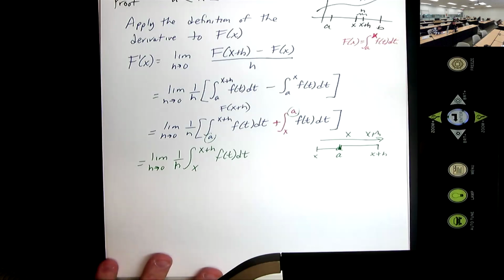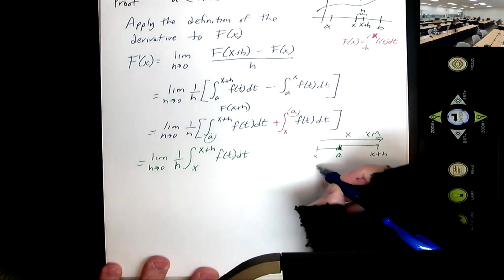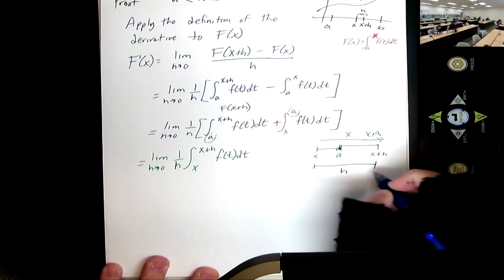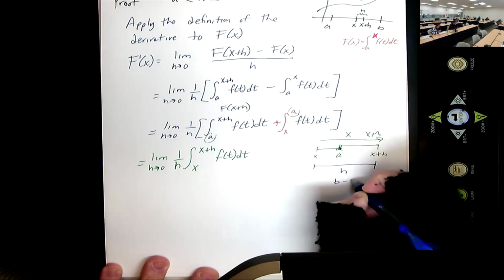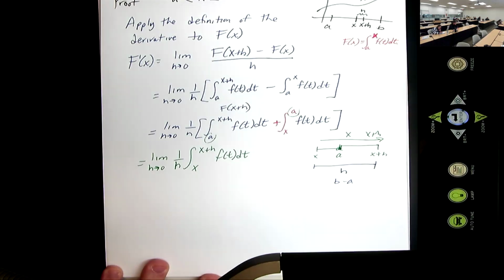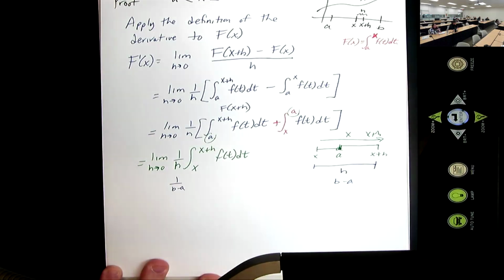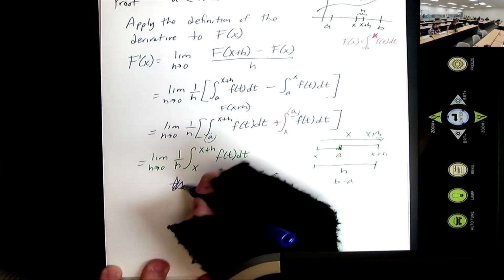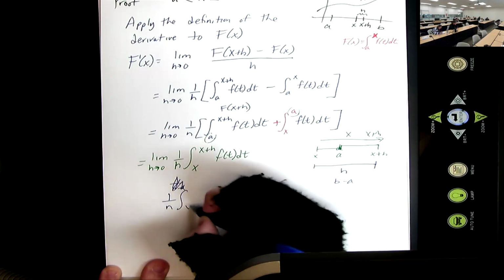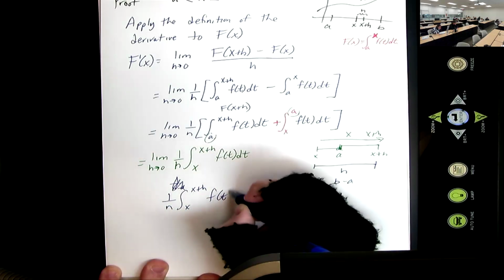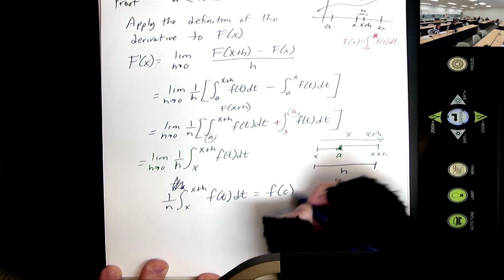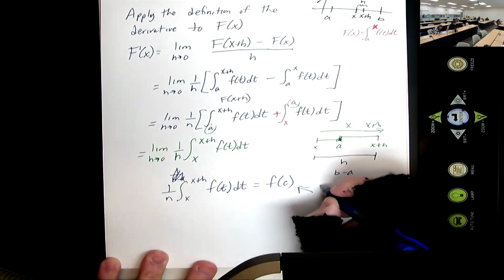And we saw, notice, this length here is h, which is effectively like b minus a. So this looks like 1 over b minus a, which is what we just did, the mean value theorem for definite integrals. This tells us that 1 over h times the integral from x to x plus h of f of t dt equals f of c somewhere in the middle, by that mean value theorem for integrals.